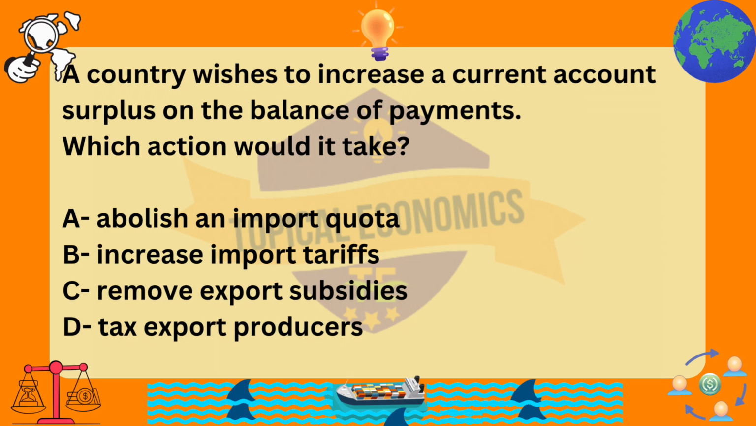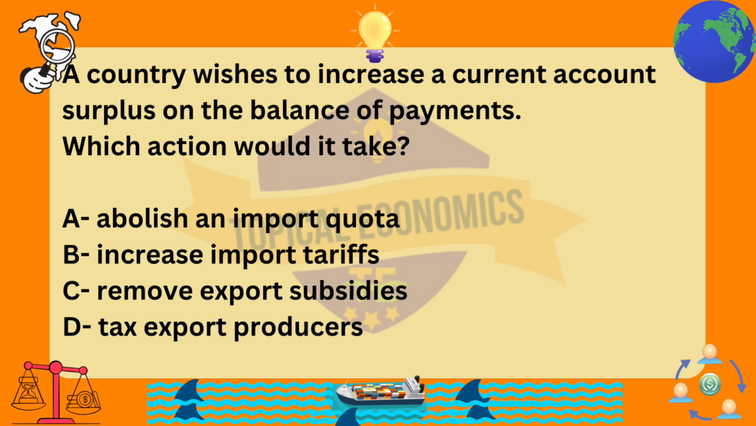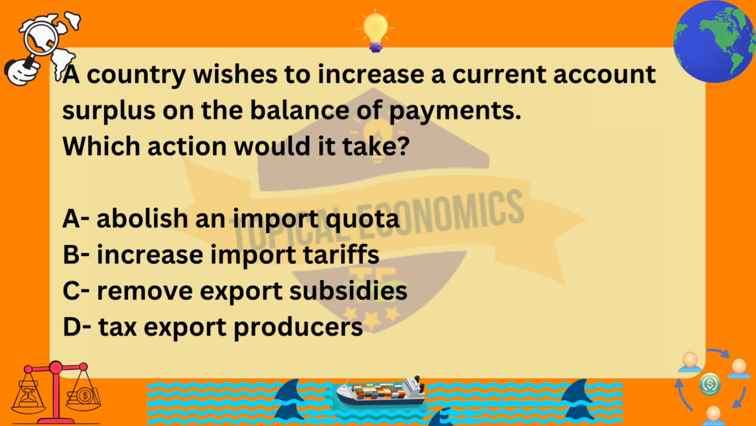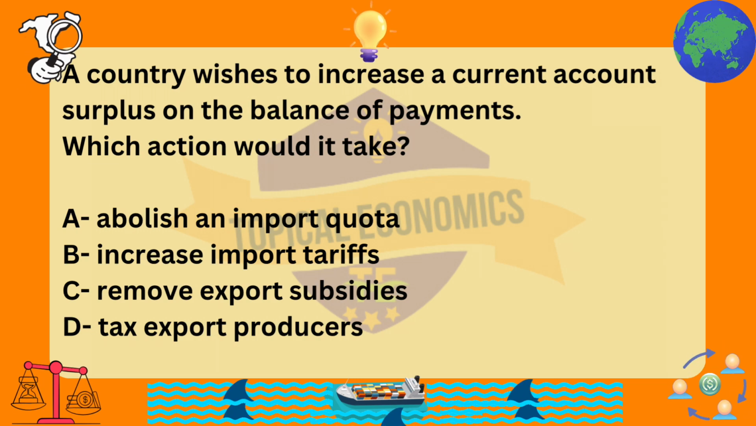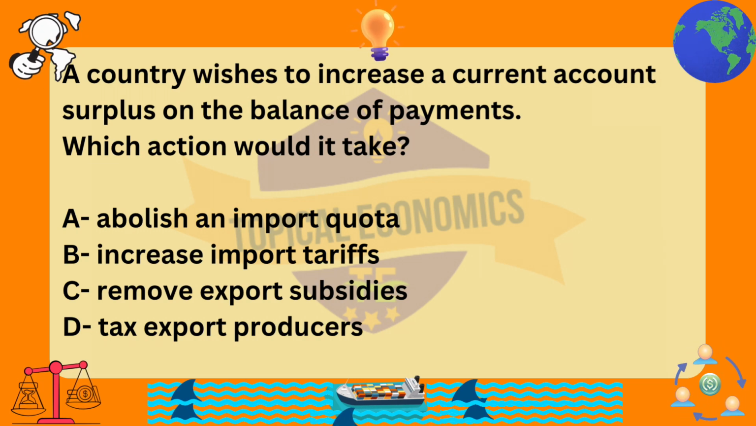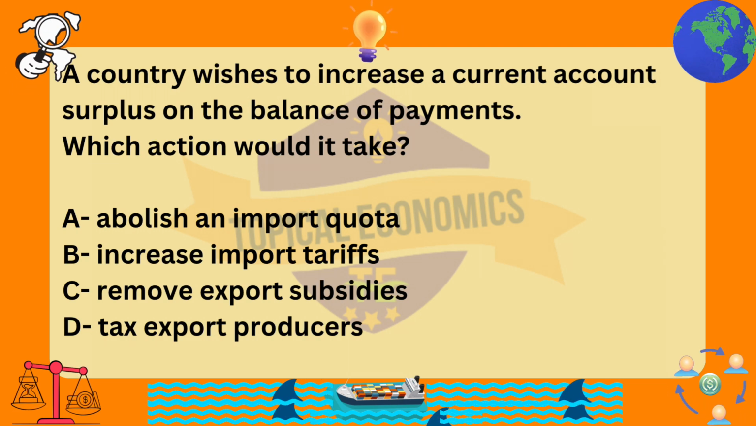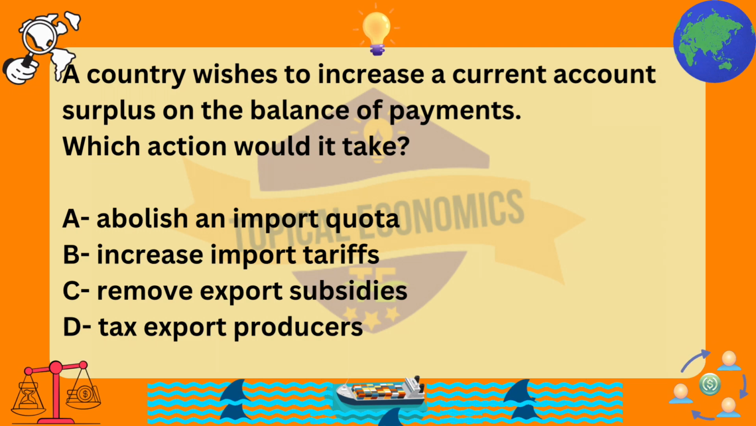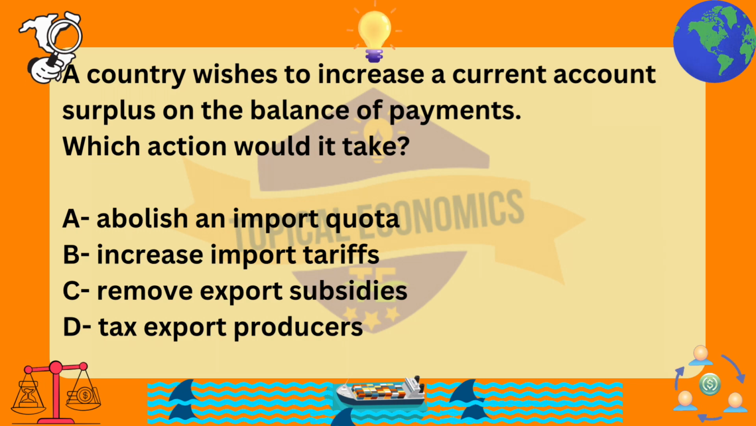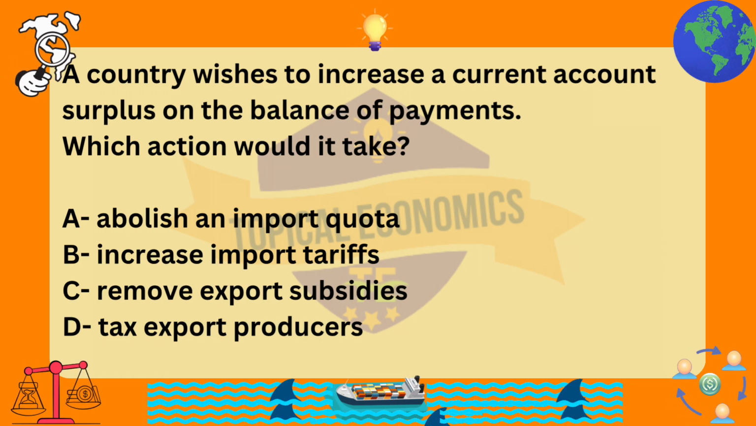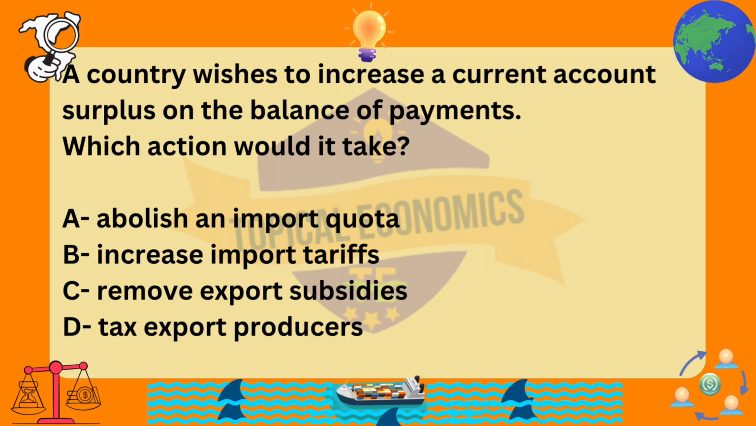A country wishes to increase a current account surplus on the balance of payments. Which action would it take? A. Abolish an import quota. B. Increase import tariffs. C. Remove export subsidies. D. Tax export producers. Reference, 2020 October, November, version 2. The correct answer for this question is option B.